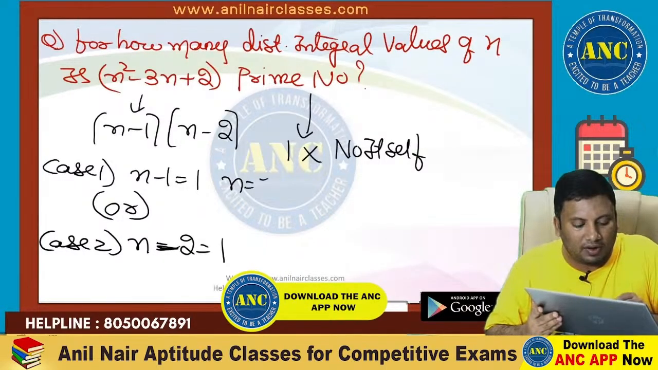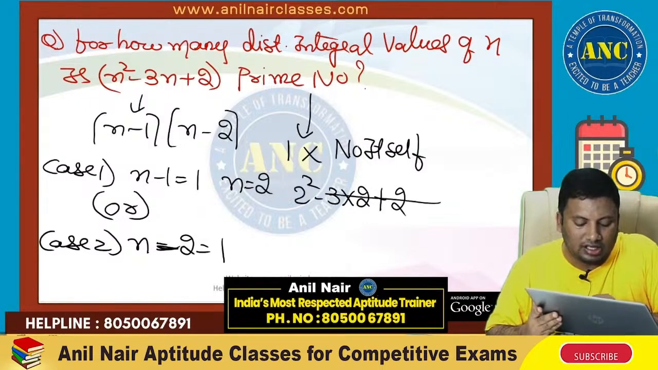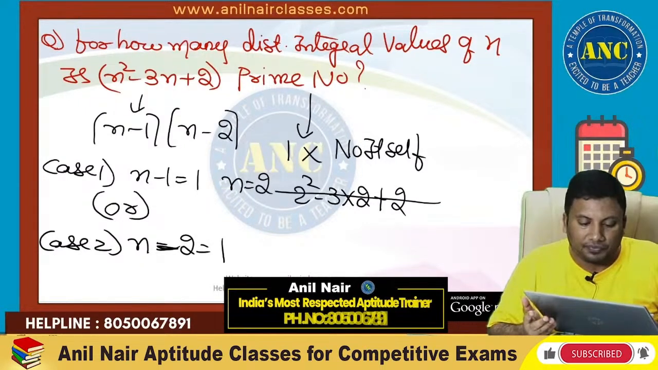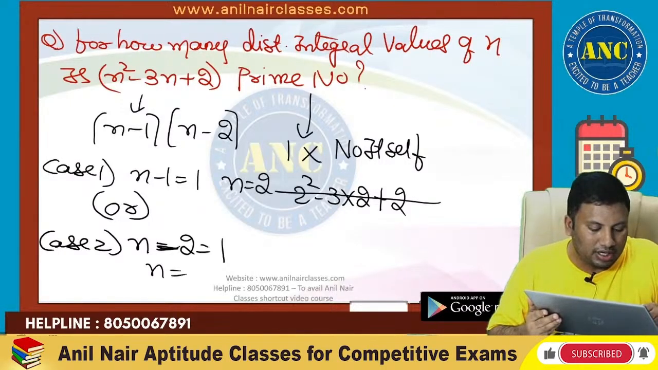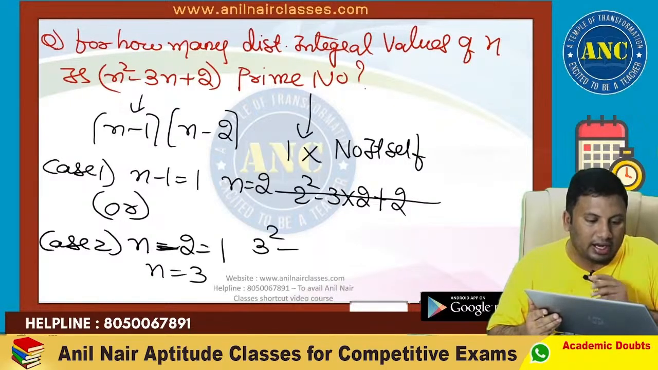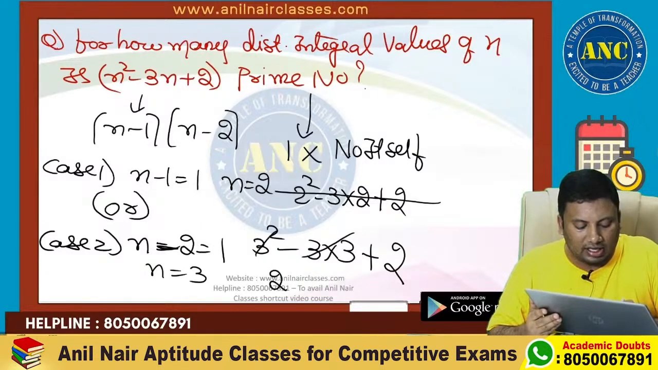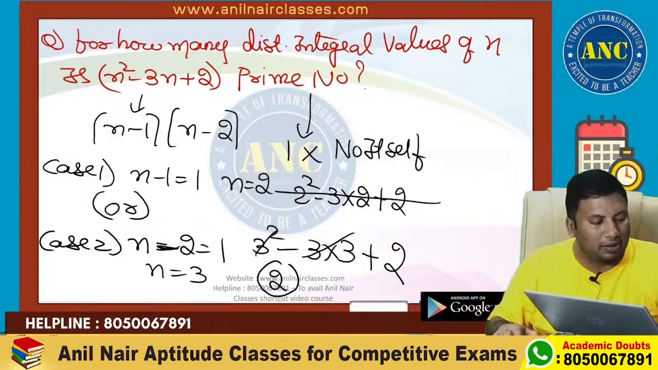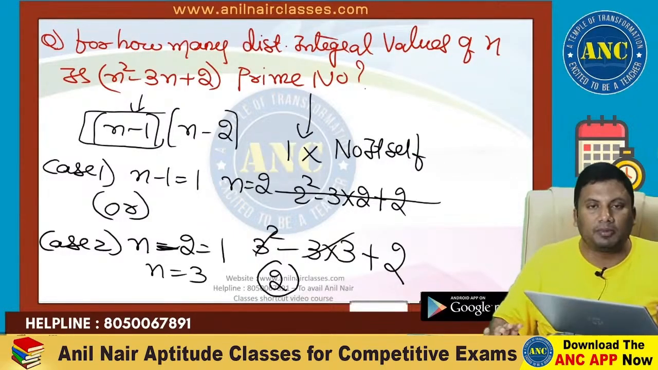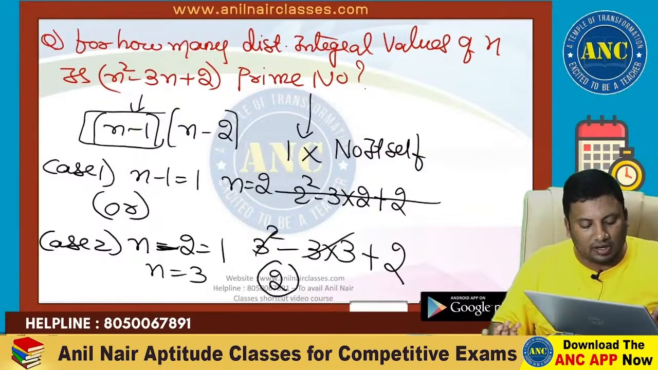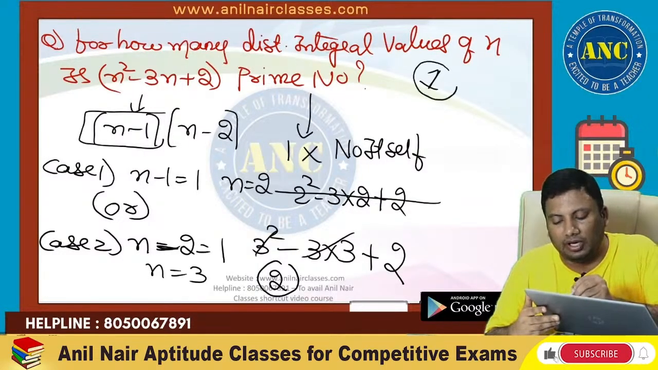So if n is equivalent to 2, 2 square minus 3 into 2 plus 2 is 0. 0 is neither prime nor composite. Now n minus 2 equivalent to 3, so n is 3: 3 square minus 3 into 3 plus 2. 9 minus 9 cancel, the answer is 2. 2 is a prime number. How many values can n take such that this is a prime number? n minus 2 is equivalent to 1, n equivalent to 3. It takes one value.